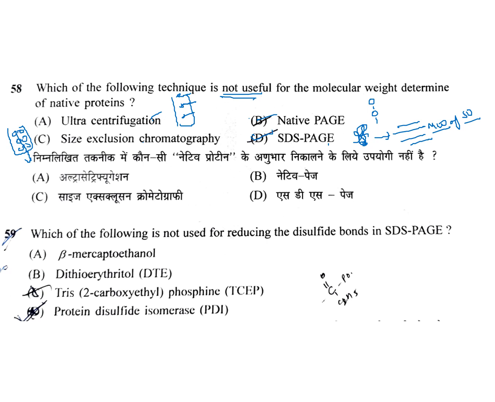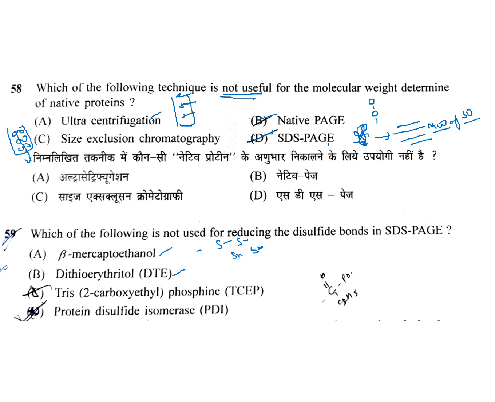So the next question is: which of the following is not used for reducing the disulfide bonds in SDS PAGE? So for the denaturation in SDS PAGE, the disulfide bonds are reduced to SH. So it is done by BME. BME is most commonly used. DTE also acts as a reducing agent, and among these, protein disulfide isomerase.